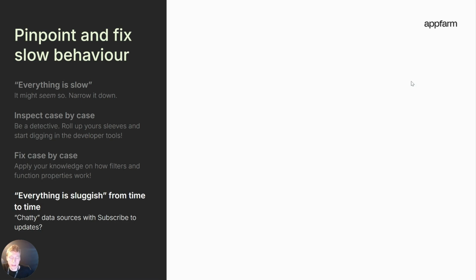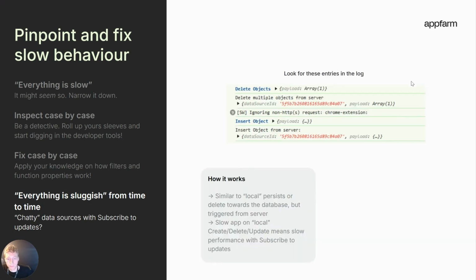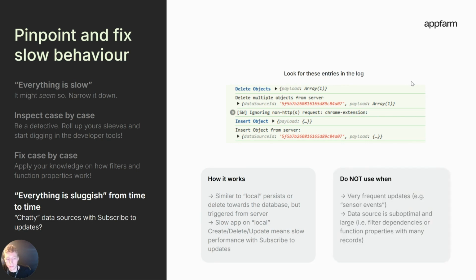If it really does feel like everything is sluggish in your app, then this can be due to chatty data sources which have subscribe to updates turned on. This is how it may look in the log with subscribe to updates. If local updates don't perform well, then the same performance will be experienced by other apps for other users. It is not recommended to use subscribe to updates in the case where it's a very commonly used data source.